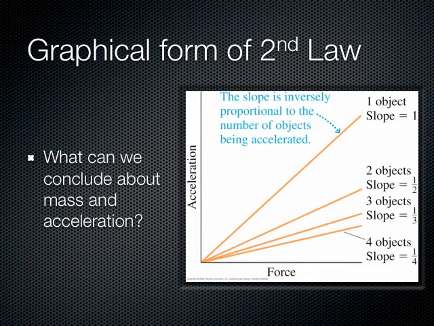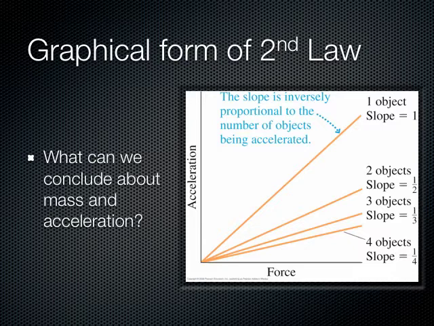Looking at this graph of acceleration versus force, we see we have 4 slopes. The steepest slope means we get a certain amount of acceleration for a particular amount of force. The shallow slope, the 4th slope, a quarter of the steepest slope, means for the same amount of force we get a quarter of the result, a quarter of the acceleration. Or I need 4 times the force to get the same acceleration that I would get on the steepest slope.